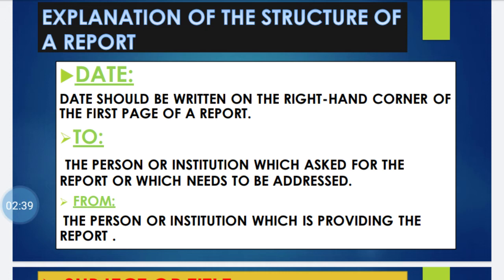Second one is to. As I told you, under to, you are going to write the name of a person or the institution that you are going to be addressing. Third one, from. From means that you are going to write the name of that person or the institution which is providing the report.